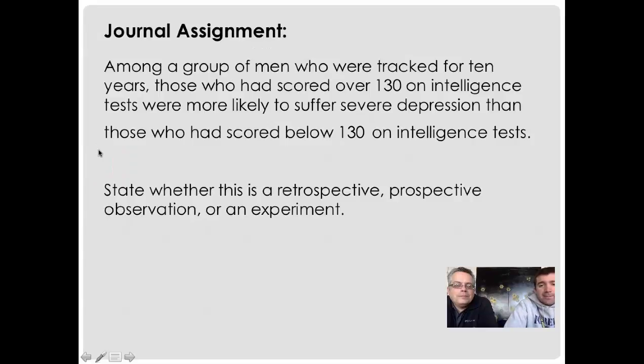Okay, you guys, now a journal assignment. Among a group of men that were tracked for 10 years, those who scored over 130 on intelligence tests were more likely to suffer severe depression than those who had scored below 130 on intelligence tests. Interesting. We want you to state whether this is a retrospective, prospective, observational study, or an experiment. Okay, sounds pretty simple. And explain your choice. Yes, just a brief explanation.